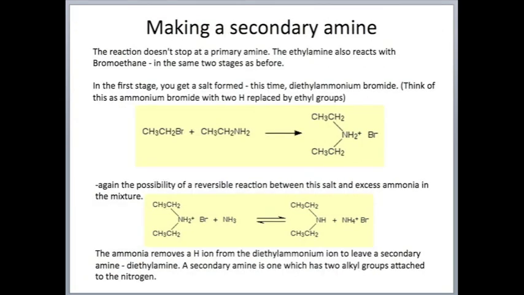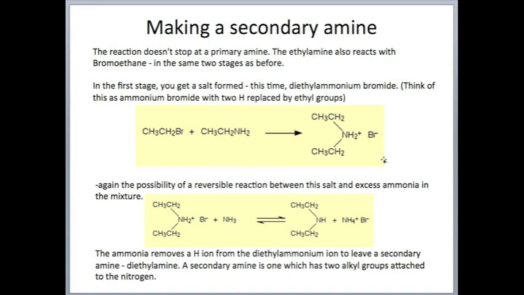So let's look at making a secondary amine. The reaction doesn't stop at the primary amine, so the ethylamine also reacts with the bromoethane in the same stages as before. So in the first stage you get a salt formed. This time we get diethylammonium bromide. Think of this as the ammonium bromide with 2 hydrogens replaced by the ethyl groups. So these are the ethyl groups.